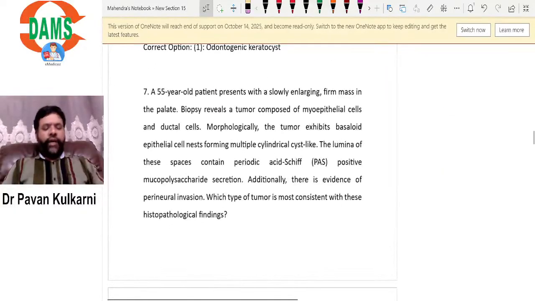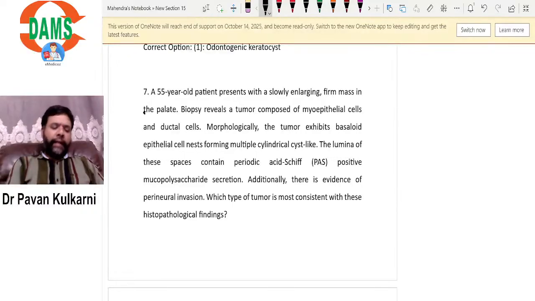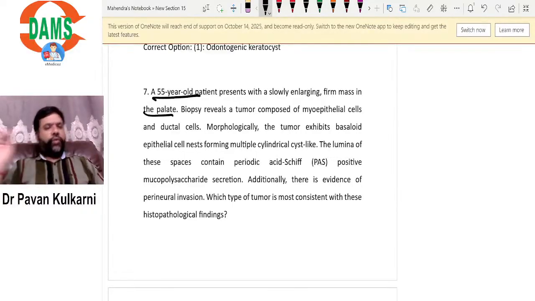A 55-year-old patient presents with a slowly enlarged firm mass in the palate. So there is a palatal mass. Age is 55 years. Biopsy reveals a tumor composed of myoepithelial cells and ductal cells. The tumor is having both myoepithelial cells and ductal cells.